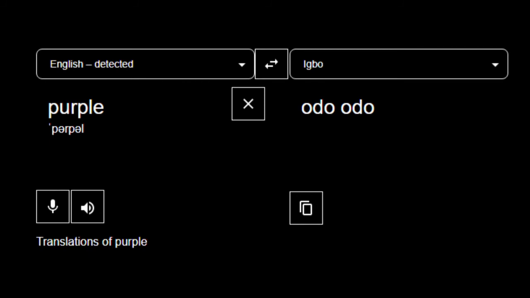Odo Odo is purple. So this is where we draw to the end of this.